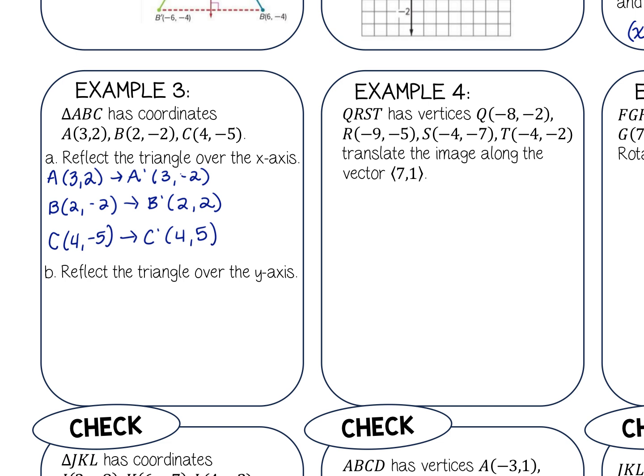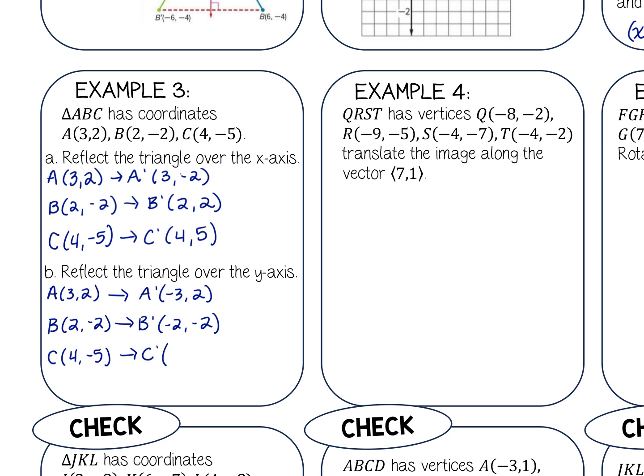All right, for the second part of example 3, we're using the same coordinates but reflecting over the y-axis. So we're still starting with A as 3, 2, but since we're reflecting over the y, you negate the opposite coordinate. So in this case, we're negating the x values. That means A prime would be -3, 2. If B is 2, -2, then B prime is -2, -2. And C starts as 4, -5, then C prime is -4, -5.